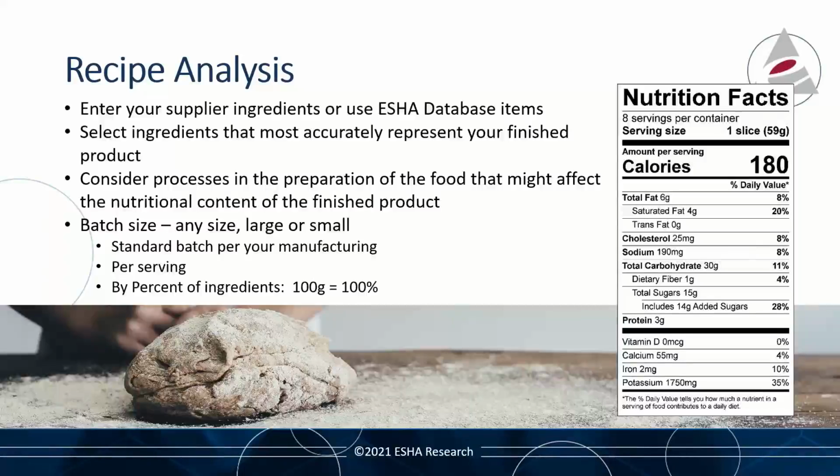With recipe analysis in Genesis, you want to select ingredients that most accurately represent the foods you're working with. You also want to consider the steps and processes along the way and fine-tune your analyses as much as possible.